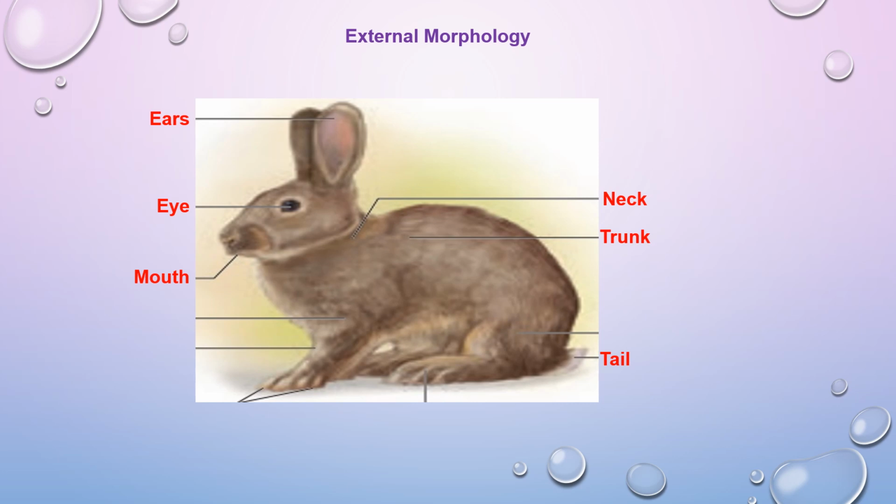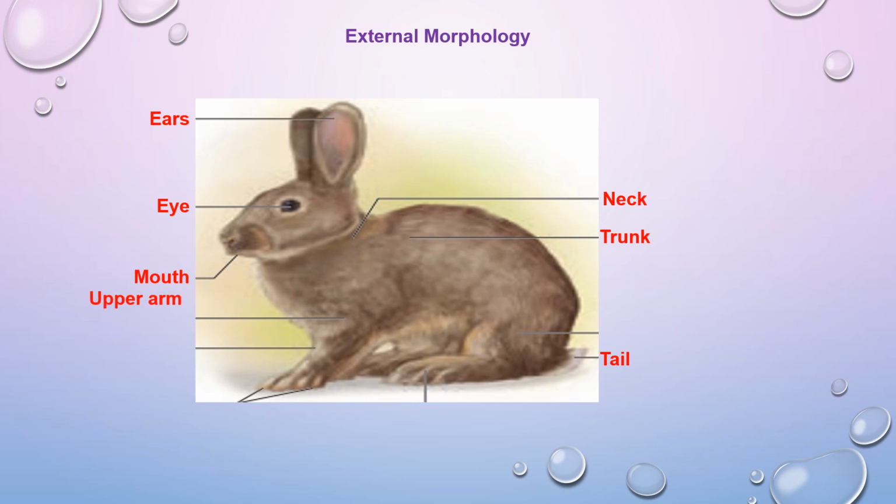The anus is present at the posterior end of the abdomen, at the base of the tail. In the female, a slit-like vulva is present on the ventral side. In the male, the penis is present near the anus. The male has testes enclosed in a scrotal sac. Next part is tail.